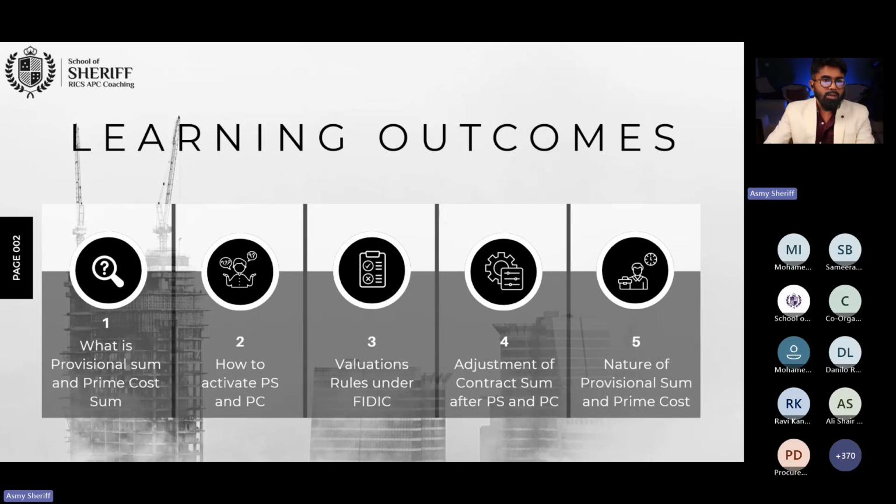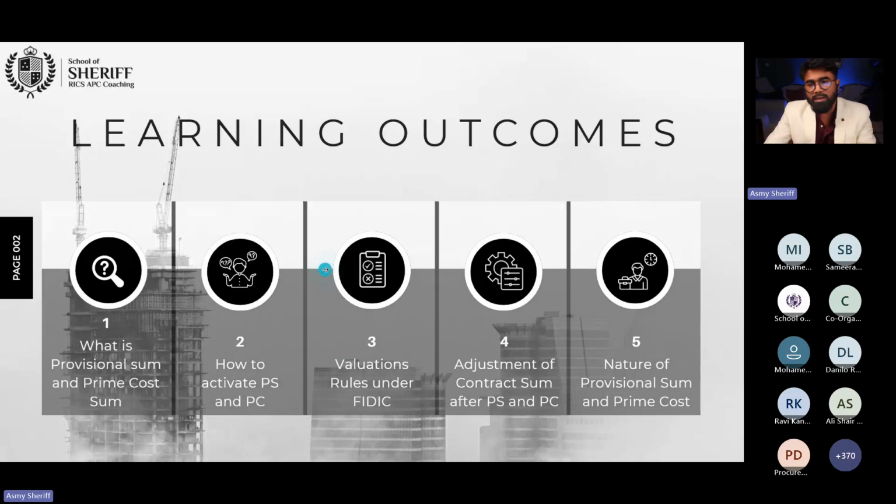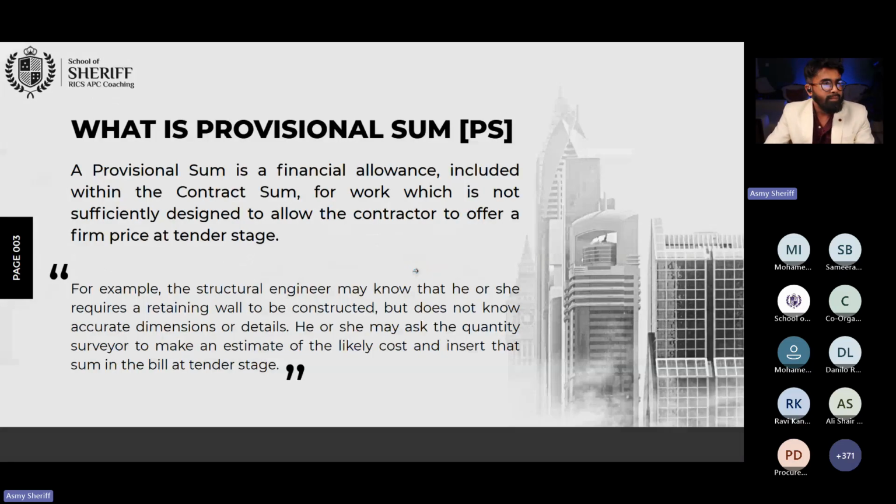Right. So let me start with one question, guys. What is provisional sum? Let me give you a small example. While I was working for one of the contractors, not for a client, the client came to us and said, dear contract administrators, my company was contract administrators, I want to construct a car park. And also I want a stand-alone mock-up room.